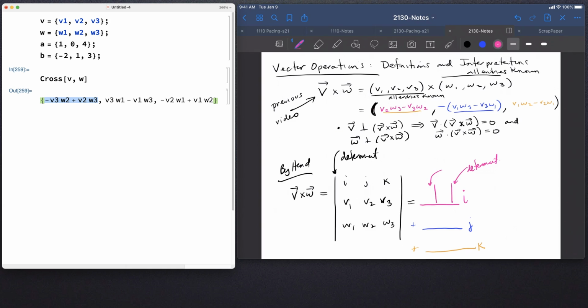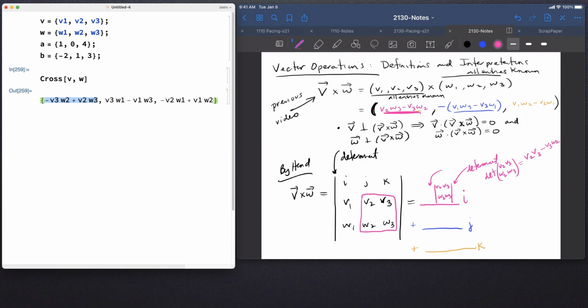All right, and what we need to do is in the i entry, we need to look at a smaller set of blocks, v2, v3, w2, w3, and take the determinant of the matrix v2, v3, w2, w3, which is done by multiplying the numbers on the diagonal of the 2 by 2 matrix, and then subtracting the numbers on the off diagonal, v3, w2. And you can see that that's the formula that we got up here.